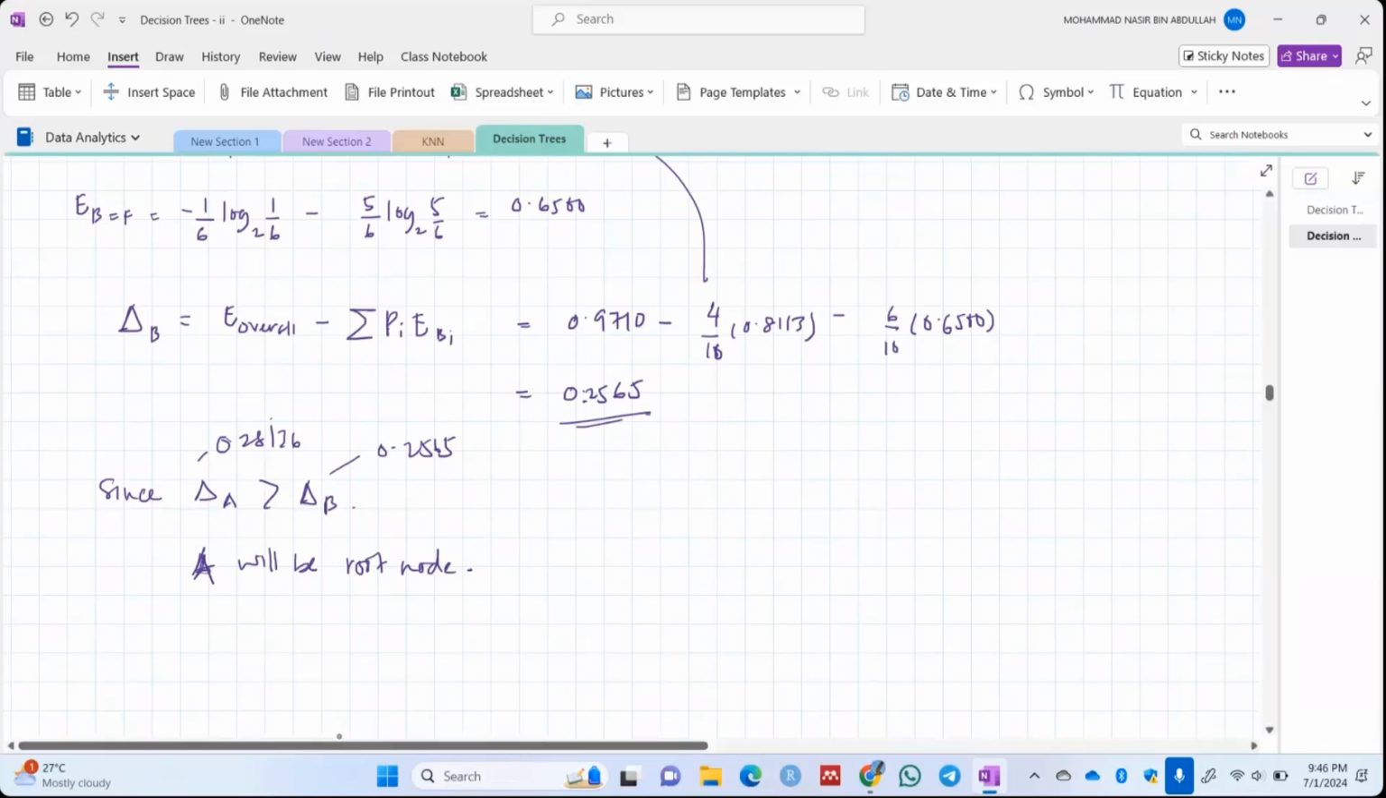Okay, that is just an introduction to the classification tree. We will continue next week.